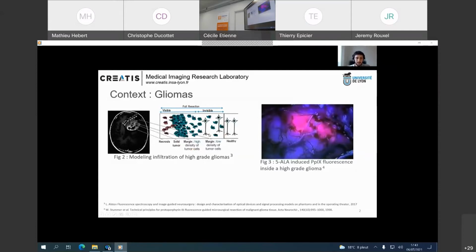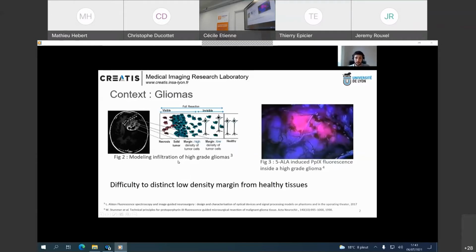Therefore, for almost 20 years, fluorescence microscopy has shown its relevance in neuro-oncology, and 5-ALA-induced fluorescence of protoporphyrin IX, PpIX, is currently used through surgical microscopes in the operating theater. However, its sensitivity is still limited when applied to low-density infiltrative parts of high-grade glioma or low-grade gliomas.